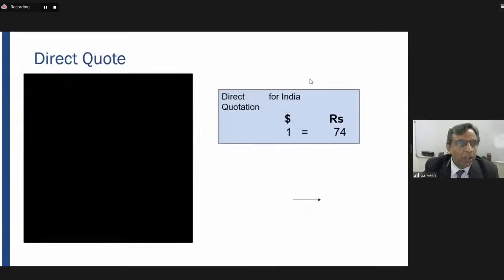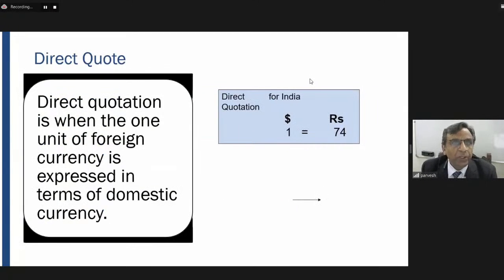Okay. So now let's understand a little bit more about direct quotes. A direct quotation is when 1 unit of foreign currency is expressed in terms of domestic currency. If you look at the example on the right hand side, $1 is equal to 74, which means 1 unit of foreign currency is equal to how many units of domestic currency. So this is a direct quote for India.